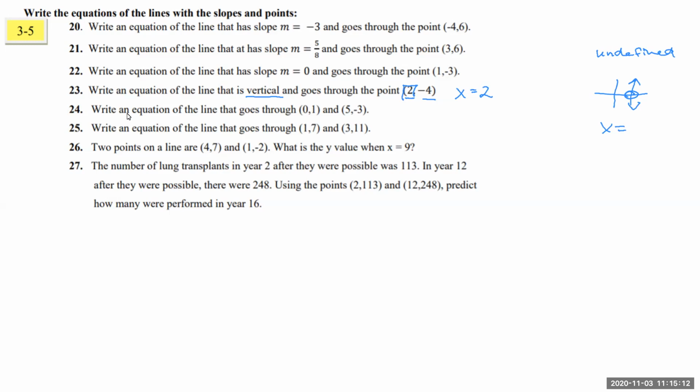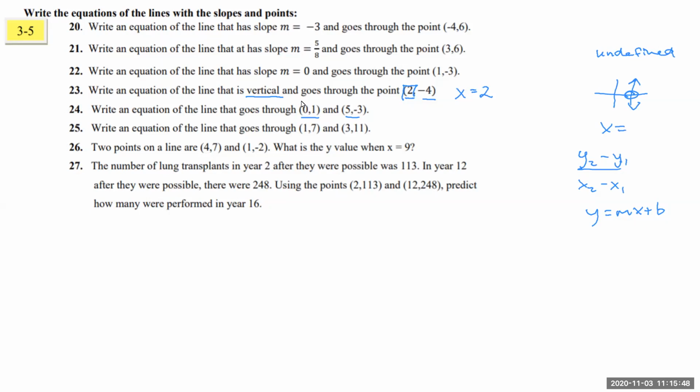All right, so going on to the next one, we have: write an equation of the line that goes through (0, 1) and (5, -3). In this case, it doesn't give us the m, we actually have to find it. So we're going to bring back the slope formula, which is y2 minus y1 over x2 minus x1, and y = mx + b. We need to remember both these formulas when we do the next couple of lines.